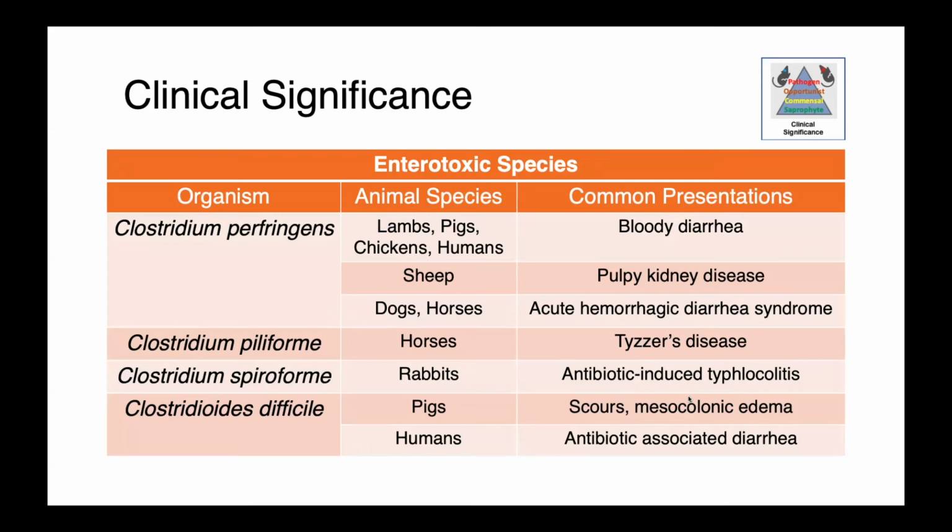And then finally, Clostridioides difficile, in a veterinary context, is most important in pigs, where it causes scours and mesocolonic edema, and in people, where it causes historically antibiotic-associated diarrhea, but increasingly we see it as a cause of disease in the community in people who may not have pre-existing risk factors.